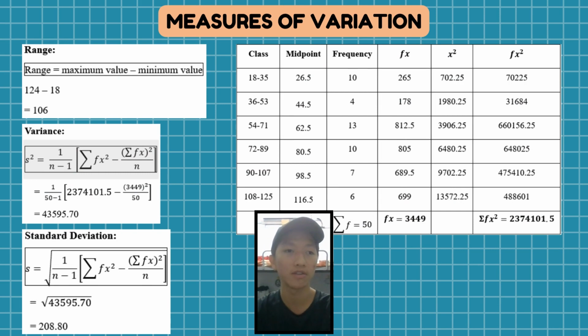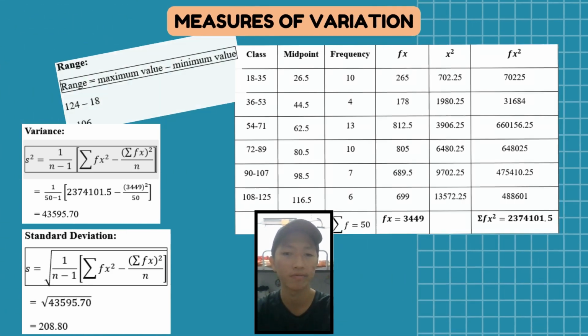So the range is the maximum value minus the minimum value. Therefore, the range is 106. And by using the equations of variance and standard deviation, the sample variance is 53,595.70 and the sample standard deviation is 208.80.